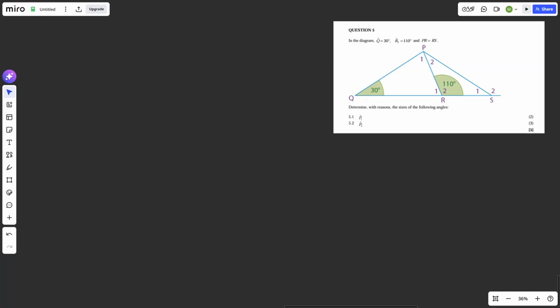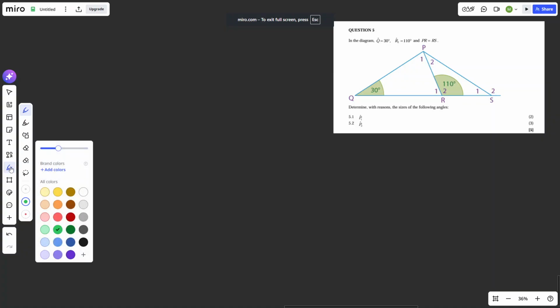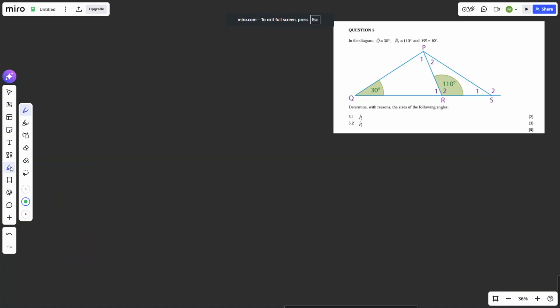So, in today's session, we'll be finding some angles. We are given a diagram. In this diagram, what we are given is that Q is 30 degrees. So, this angle here, and R2 is 110, and PR.